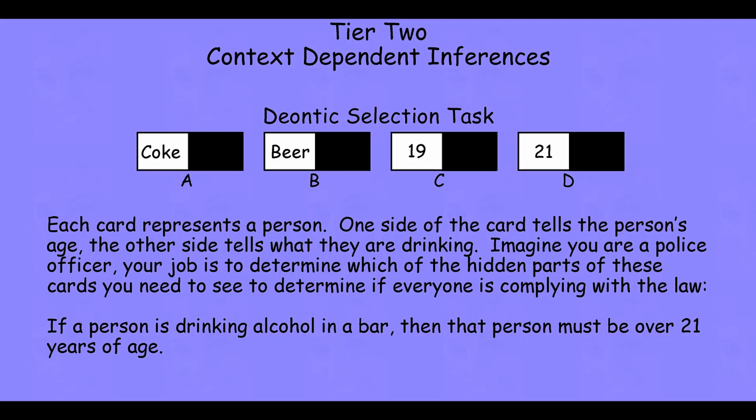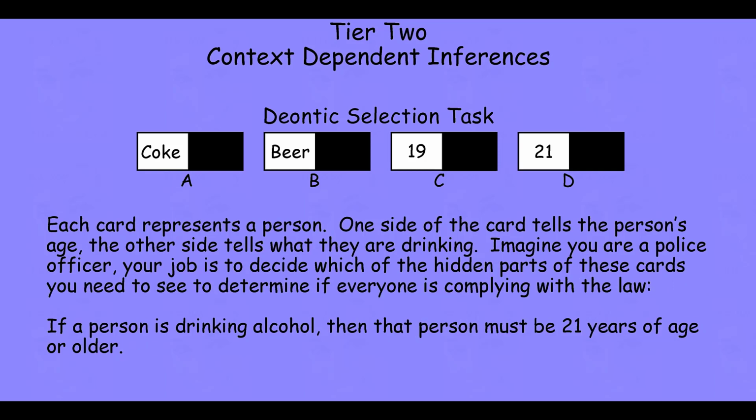What about card D? If a person is drinking alcohol in a bar, then that person must be 21 years of age or over. This person is 21 years of age, so no matter what they're drinking, they can't violate our law. So here, our correct and complete answer is B and C.